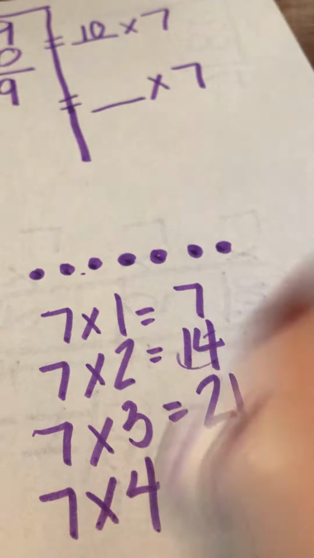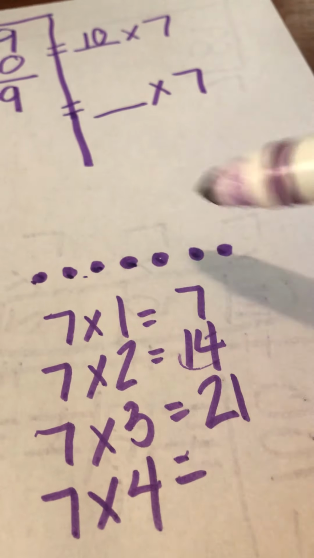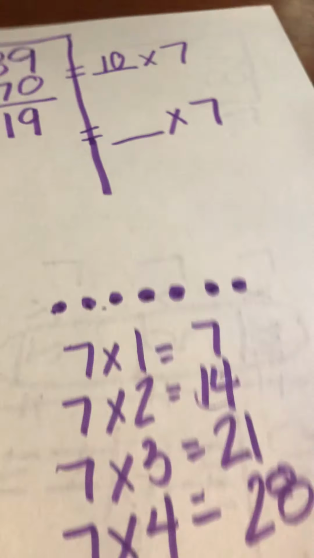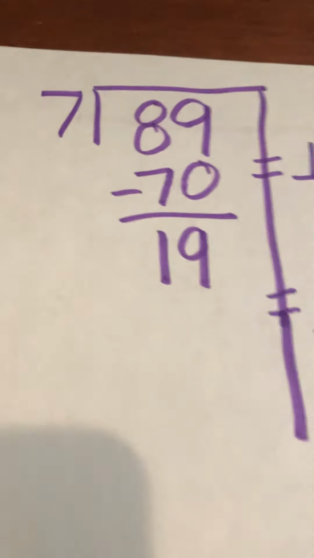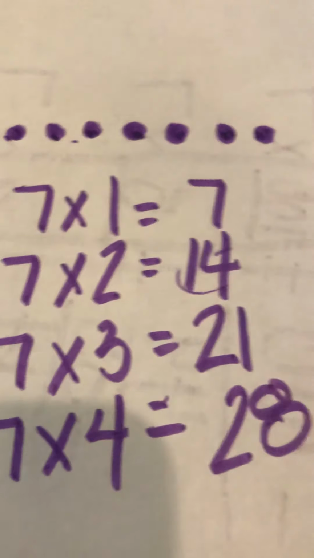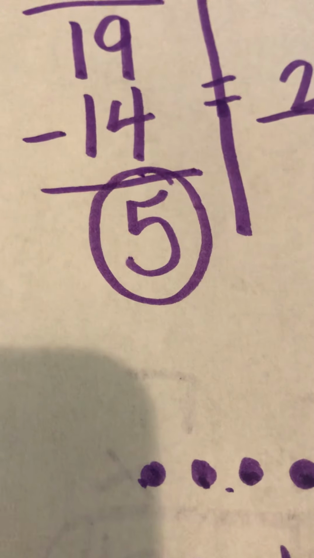All right, 7 times 4, 21, 22, 23, 24, 25, 26, 27, 28. But look up here. I didn't even need to go to 28 because I only have 19. So going down to the bottom here, I know my best choice is going to be 7 times 2. So I'm going to subtract 14. Oh, I've got a remainder of 5.